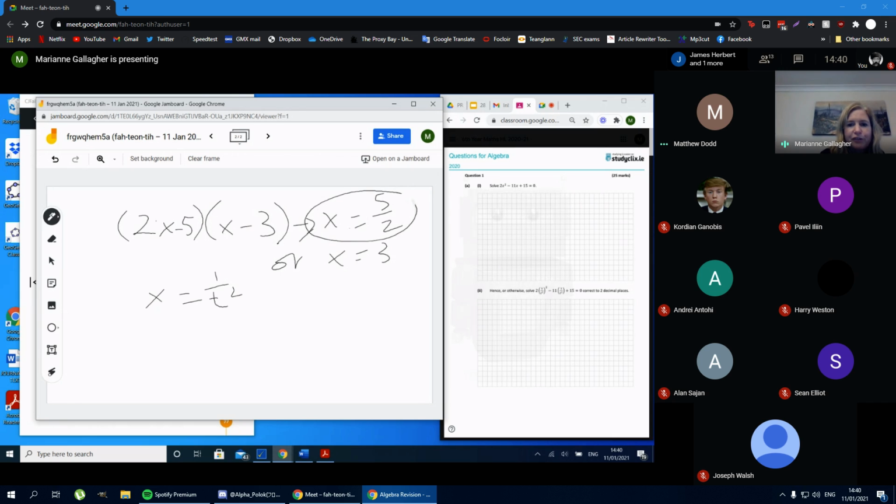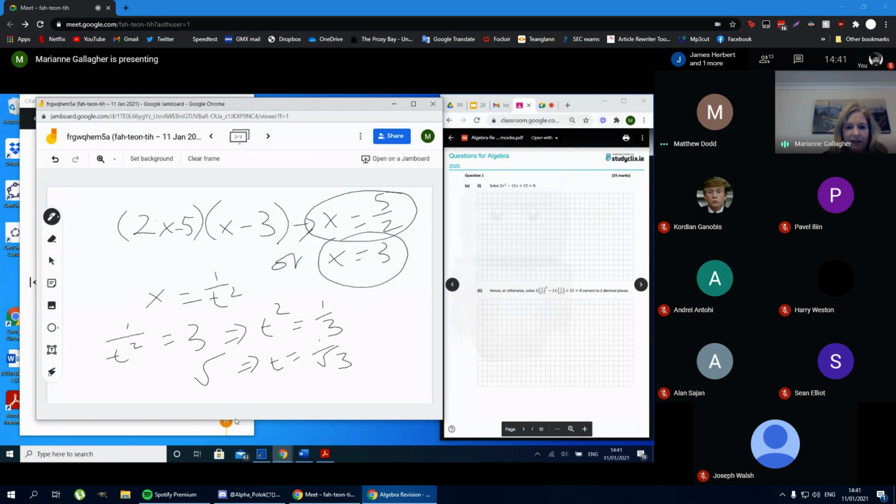So this is your first value for x, or we do the 3 first, that would be a bit easier. So we're basically saying 1 over t squared is equal to 3. So that means t squared, I'm just going to flip each side, is equal to 1 over 3. Does that make sense? Everyone following me okay? Shout if you're stuck or if you just want me to slow down or go back over anything. And then we just get the square root of both sides. T is equal to 1 over the square root of 3. Okay? And then we do the exact same for the other one.